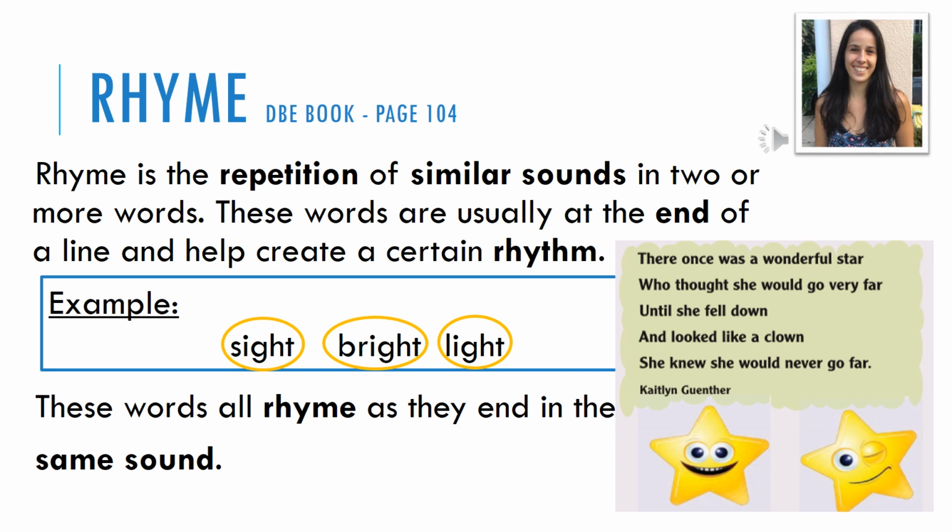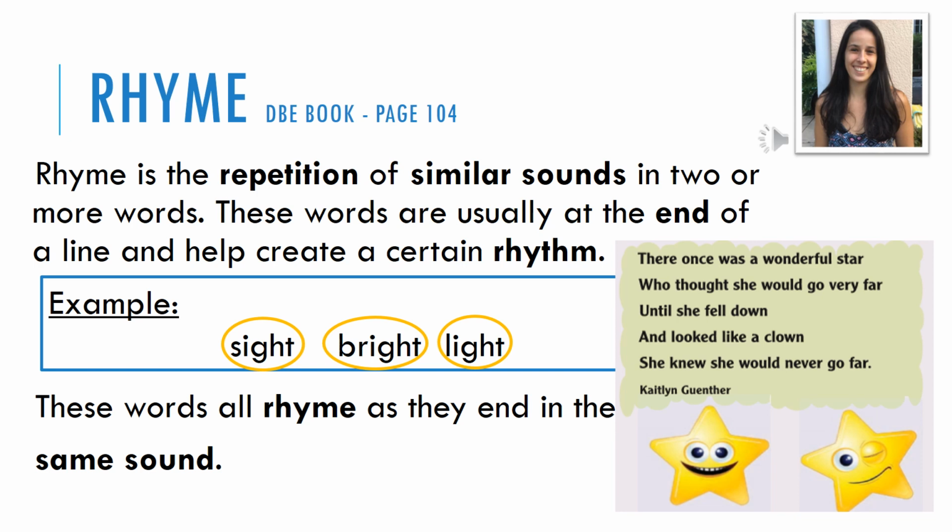So if we look at the poem in green first, it says, "There once was a wonderful star who thought she would go very far. Until she fell down and looked like a clown, she knew she would never go far." So if we look at the rhyming words, we've got star and far, down and clown, and then far again would go with star and far in the first lines. All of those would be your rhyming words.